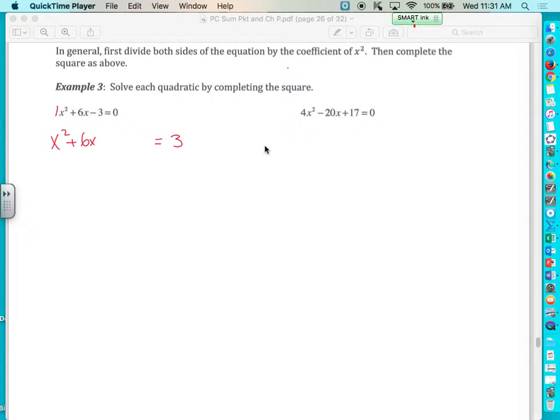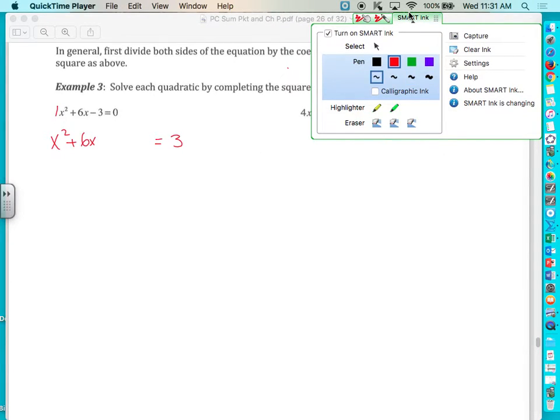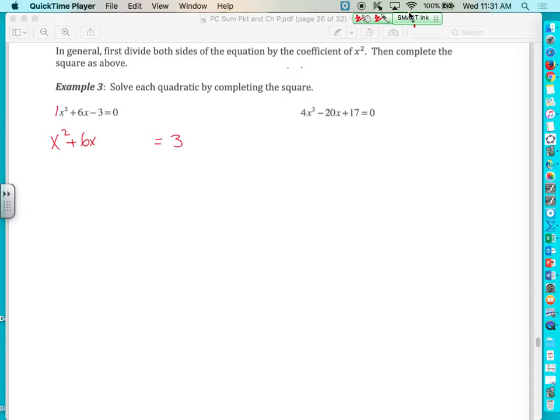Okay, so now I'm back. So we had x squared plus 6x on the left side, constant term on the right side. We're trying to solve for all the roots for this equation using completing the square.